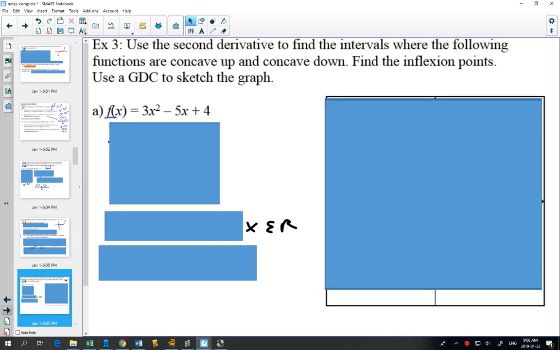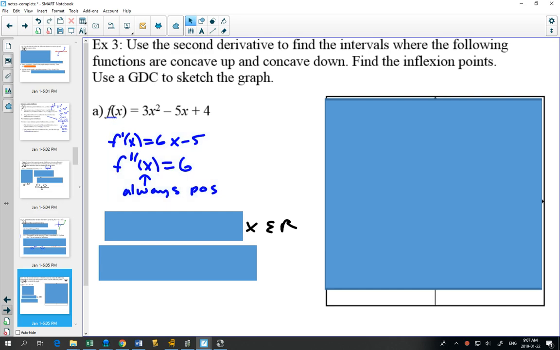First of all, you know this is a parabola. Is this a parabola that opens up or opens down? Up. It opens up. So without any calculus, would you be confident to say that this is concave up always? Yes. Okay, good. But let's look at the calculus. So we find our first derivative. Then we find our second derivative. Our second derivative is just equal to 6.